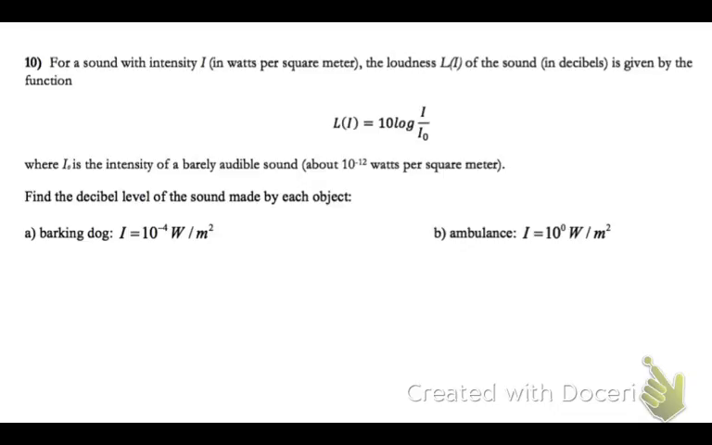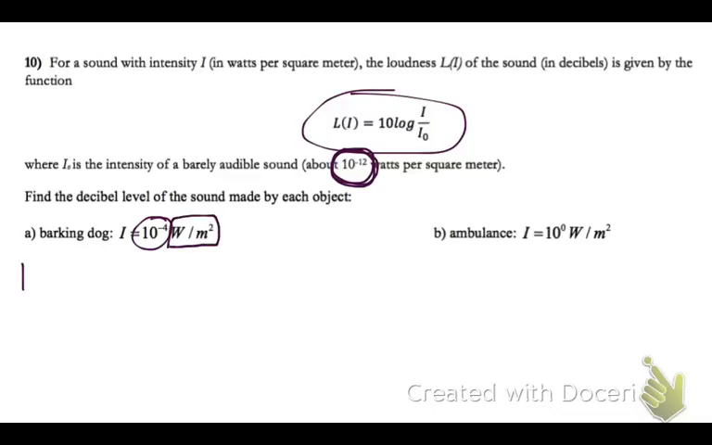Okay, so now we have this word problem about intensity, and we did this in your notes, so if you need to go back and look at that, you can. The problem says, for a sound with intensity I, the loudness, L of I, of the sound is given by this function right here, where I sub 0 is the intensity of a barely audible sound, about 10 to the negative 12. So we're going to plug this in for I sub 0. Find the decibel level of the sound made by each object. So the first one is a barking dog. We have I is equal to 10 to the negative 4. This W over m squared is just a unit.